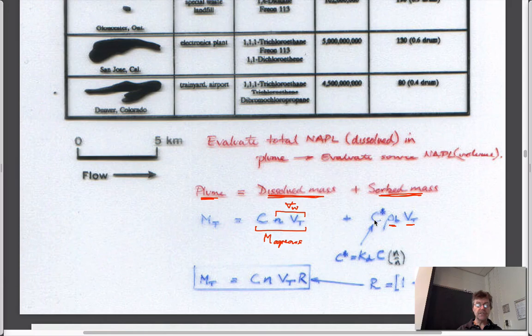But we don't really know what C star is. But we do know that C star, by definition, is given by KD. So KD is just the distribution coefficient, which is the ratio of the amount sorbed on the solid versus the amount held in water.